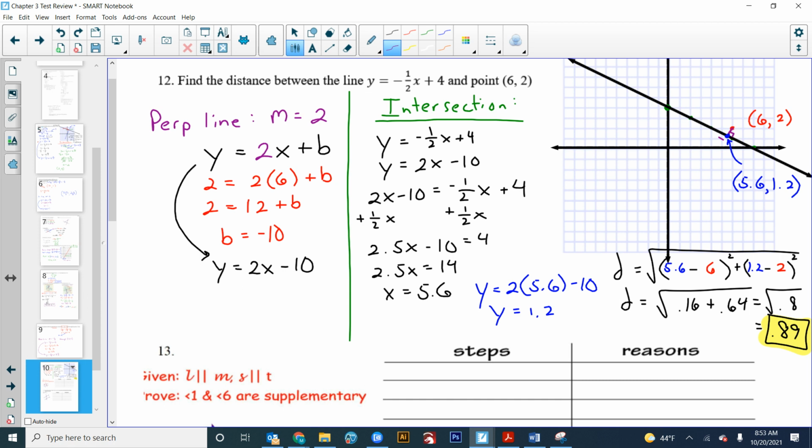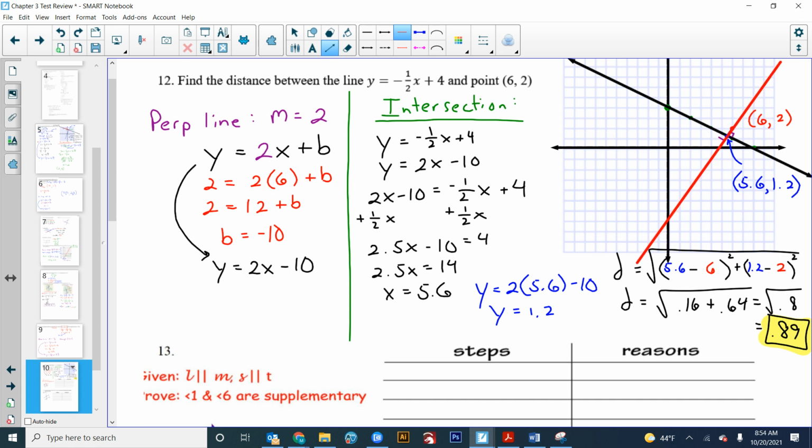So again, that's the process of finding the y-intercept b. So I plugged in 6 for x and 2 for y, and I solved for b. I got b is -10. So now I'm able to write my equation of the perpendicular line, y = 2x - 10. That line would look like this. If it went on forever, that line would look like this.